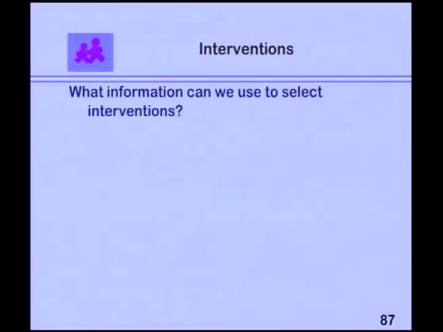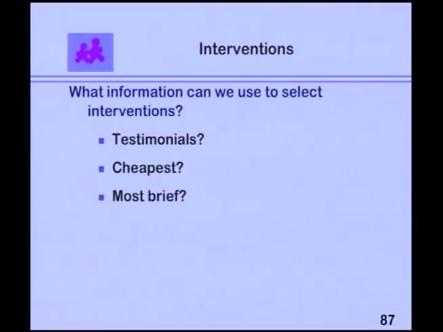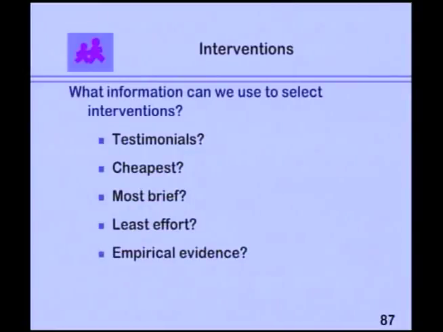Got all these interventions. What are we going to do? What information can we use to select? Testimonials. Does a sports hero or a movie actress tell us that it's useful? Cheapest? Briefest, fast, least effort, easiest to do. Empirical evidence. Has science taken a look at it?